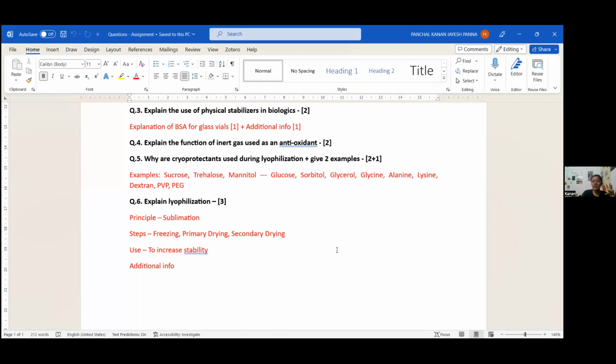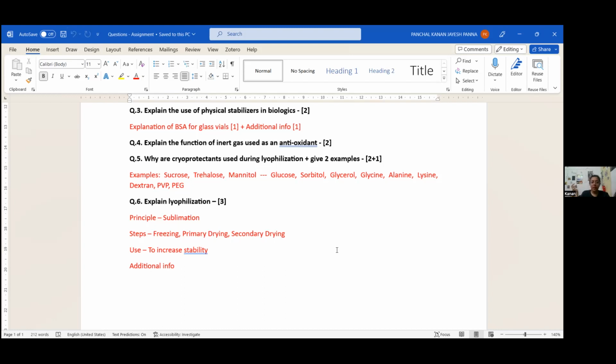Okay. First is the use of physical stabilizers in biologics. Some of you, and this is in general, not only for the online batch but also for the Dadar and Thane branch, have written anything at all about stabilizers. I specifically asked for biologics, and I was expecting the answer of the proteins one, which I had discussed. Proteins and the bovine serum albumin coating and all of that. Those who've written that have been given 1 mark, and 1 mark for the additional information.